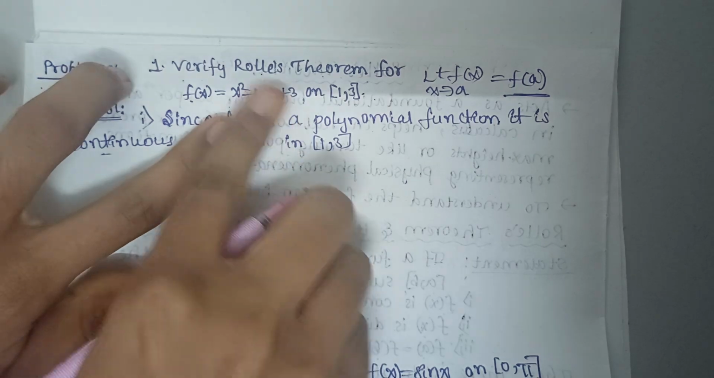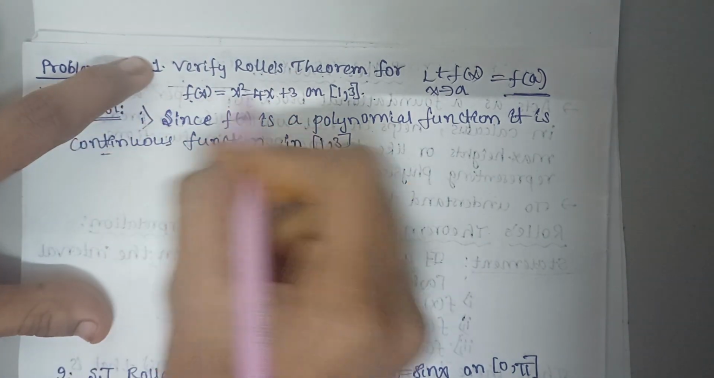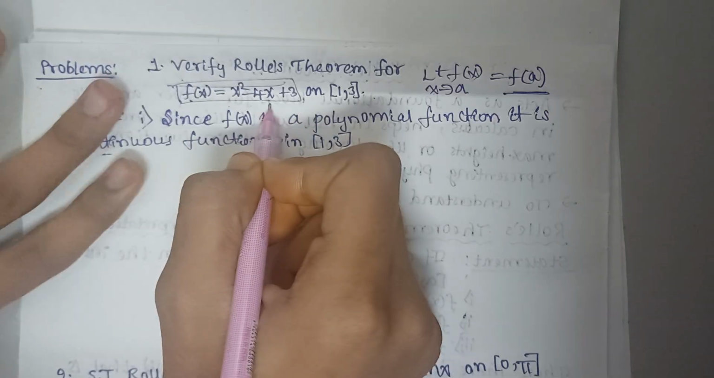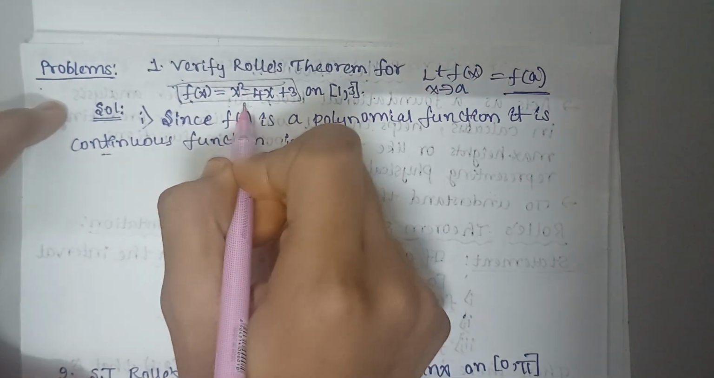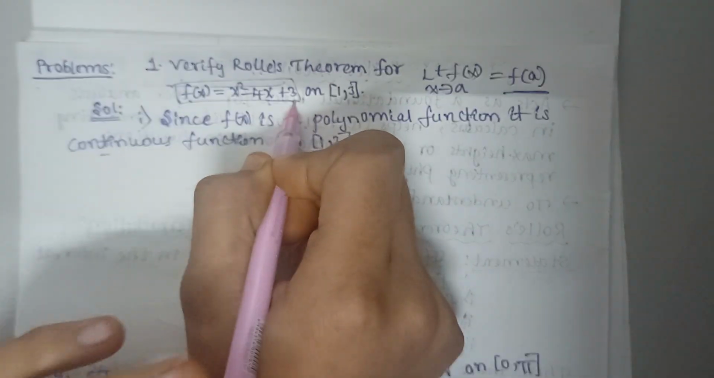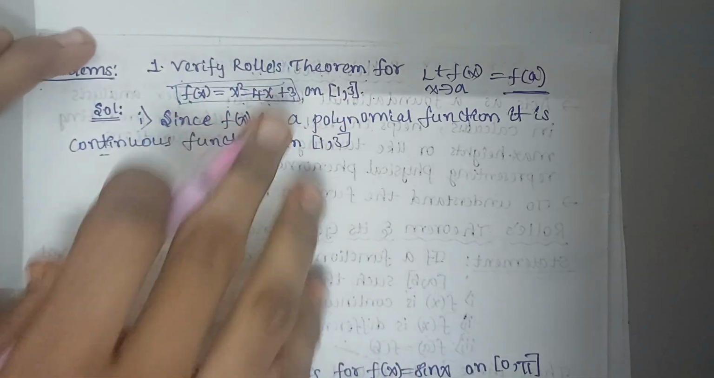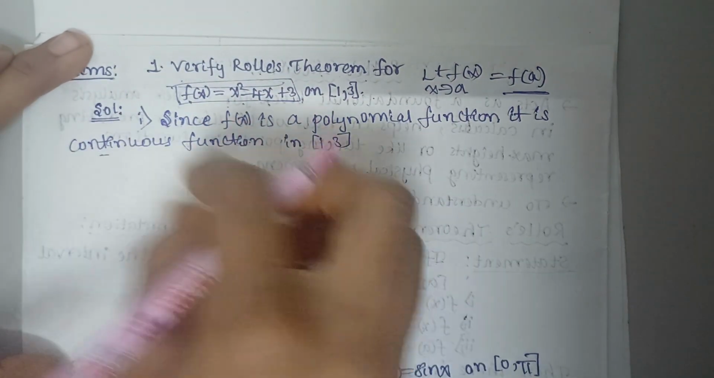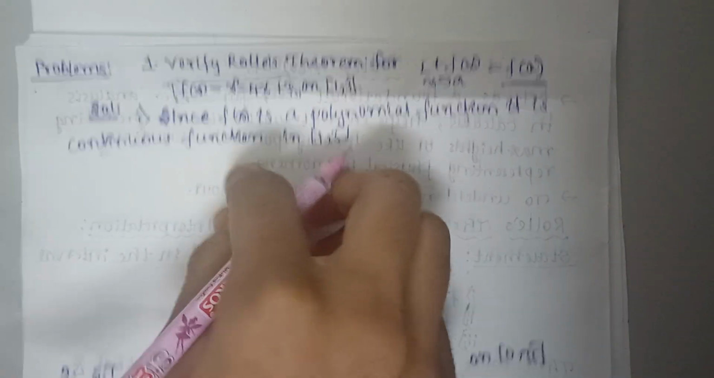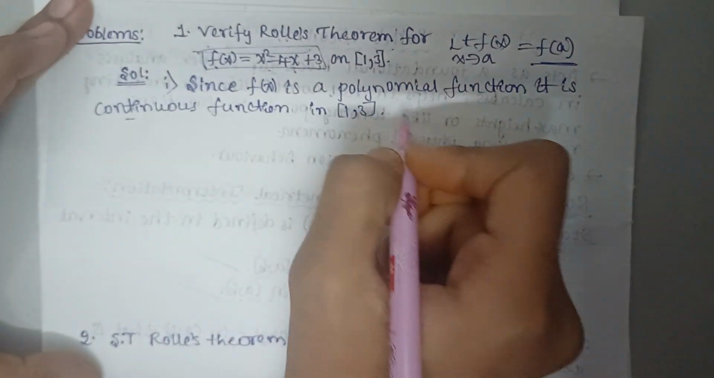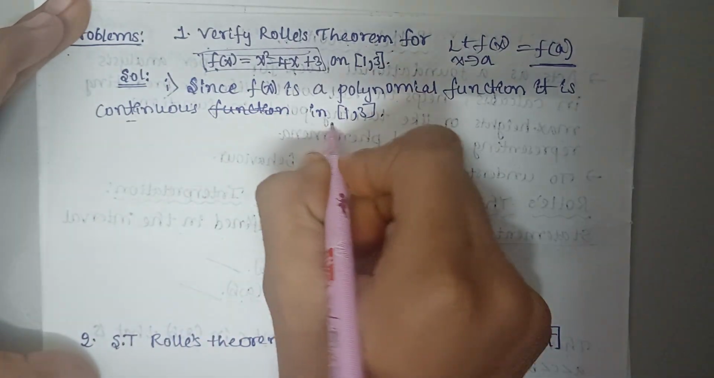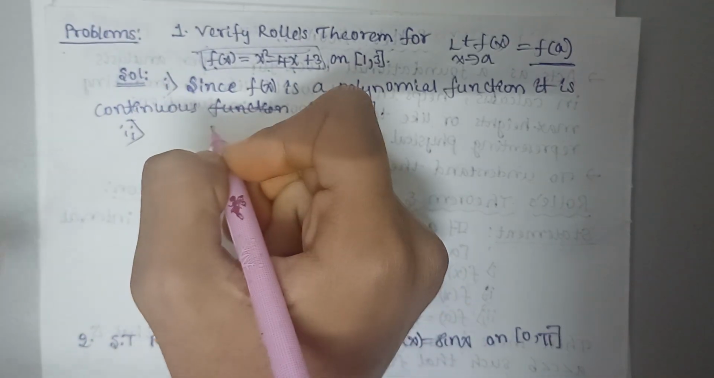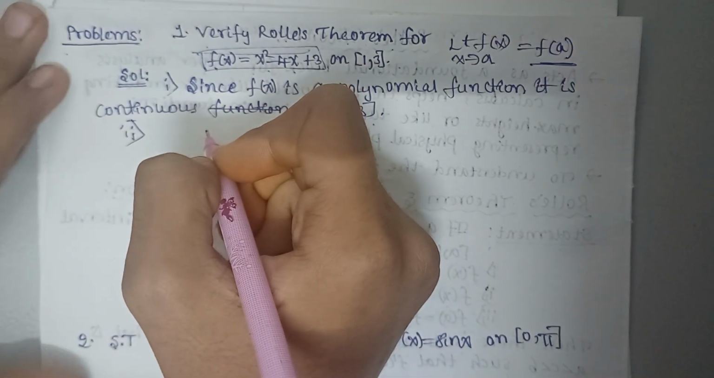That is why, whenever we are given a polynomial function in the question, we write our first step as: since f of x is a polynomial function, it is a continuous function, hence it is continuous in the closed interval [1, 3]. Now coming to the second condition, that is, it should be differentiable in the open interval (1, 3).